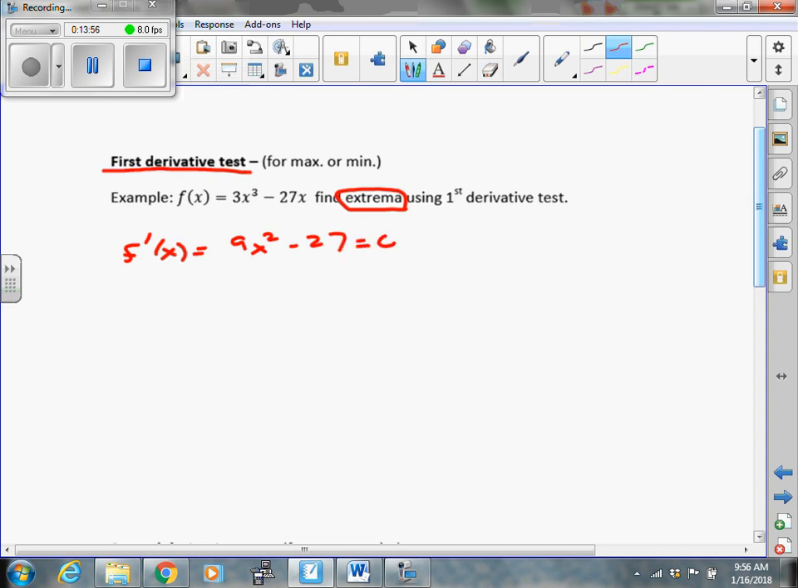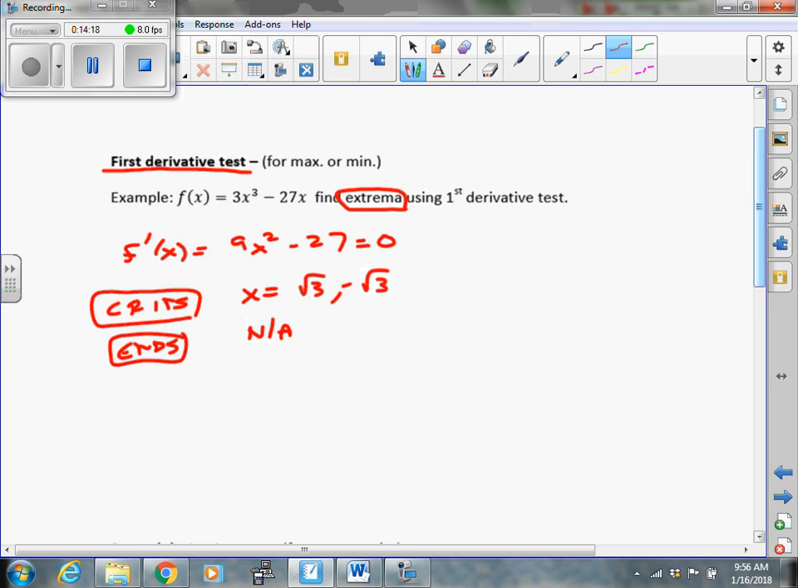And I'm going to set that equal to 0. Solving that out, you're going to get x equals the square root of 3 and negative square root of 3. So step 1 is crit points, and I have them. Step 2 is endpoints, D and E. There aren't any. Next step is intervals.